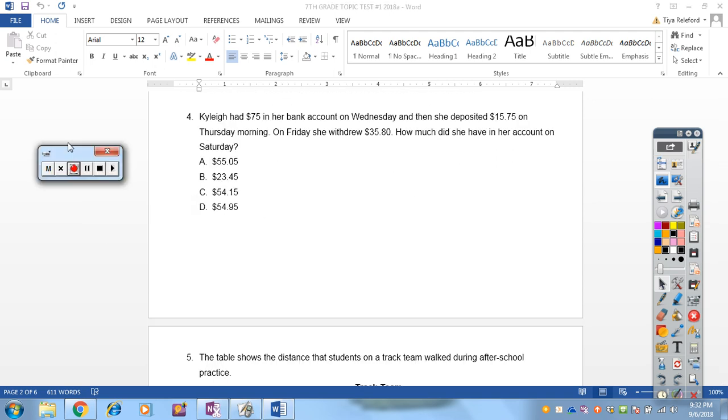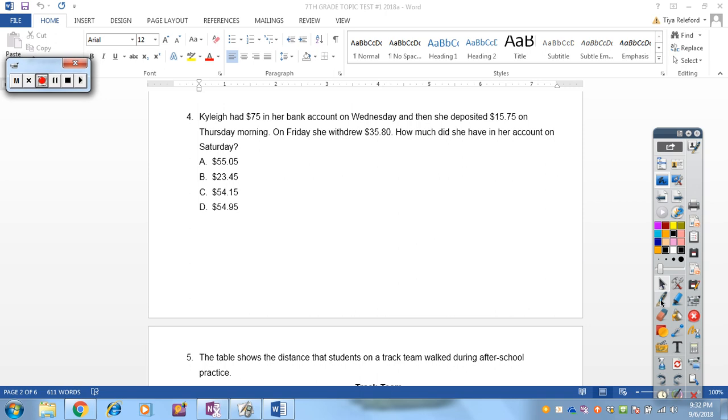All right, number 4 says, Kylie had $75 in her bank account on Wednesday, and then she deposited $15.75 on Thursday morning. On Friday, she withdrew $35.80. How much did she have in her account on Saturday? So we want to know how much money she has. You need to highlight the important information, either with a highlighter or a circle or something.